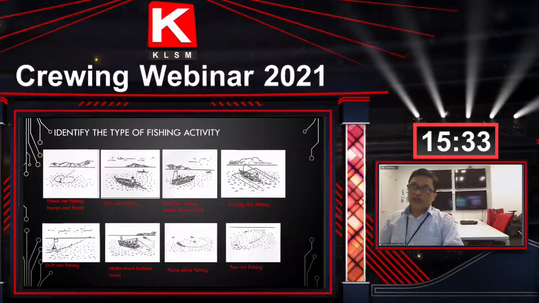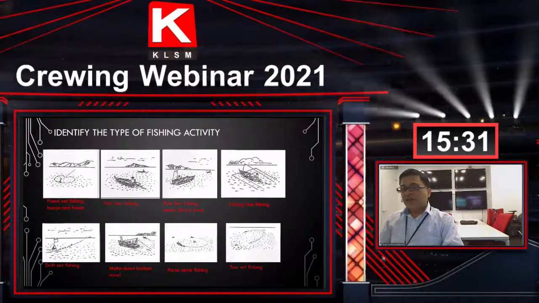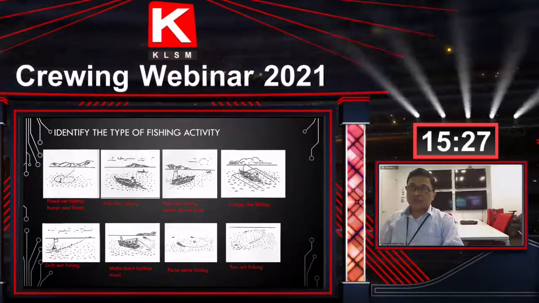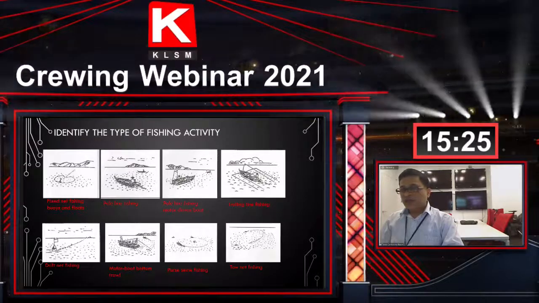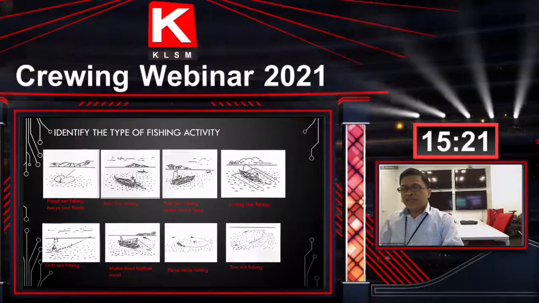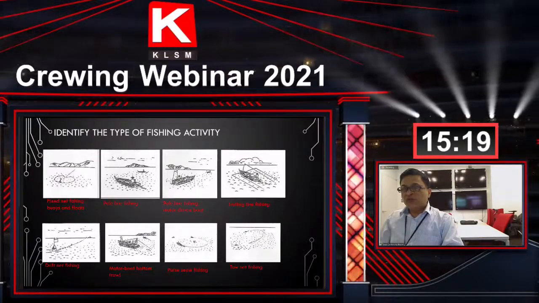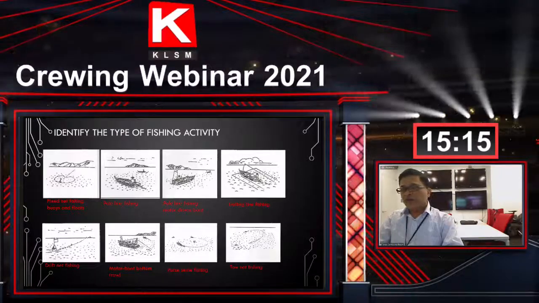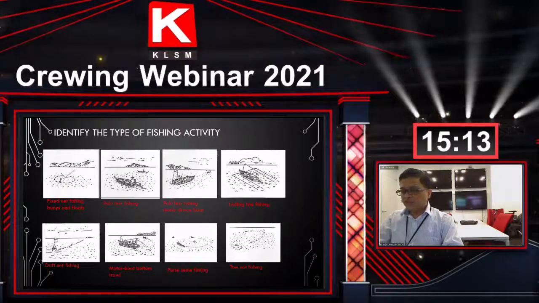But if you go to another area, like let's say Indian Ocean or Europe side, they have different type of fishing, trawlers and all. So please be careful and understand the type of fishing activities, so that when you see such action, you can take early preemptive action to get clear of these fishing vessels.